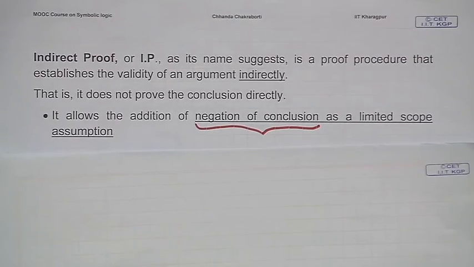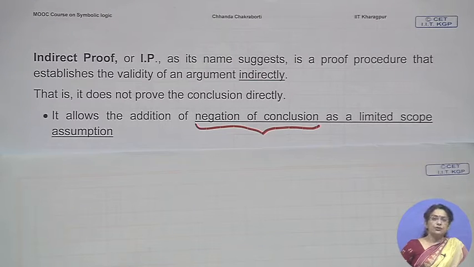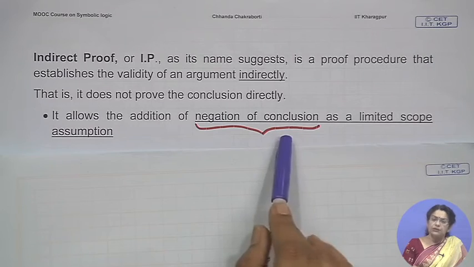First of all, note that as a limited scope assumption proof, it will allow you to add an assumption as a premise. Limited scope assumption I have already explained in the previous module: the procedures allow you to insert an assumption in your premise base. So there will be some given premises and then there will be some added premise that you are going to insert into the premise base. Here in IP, what will be permissible to add is the negation of the conclusion given.